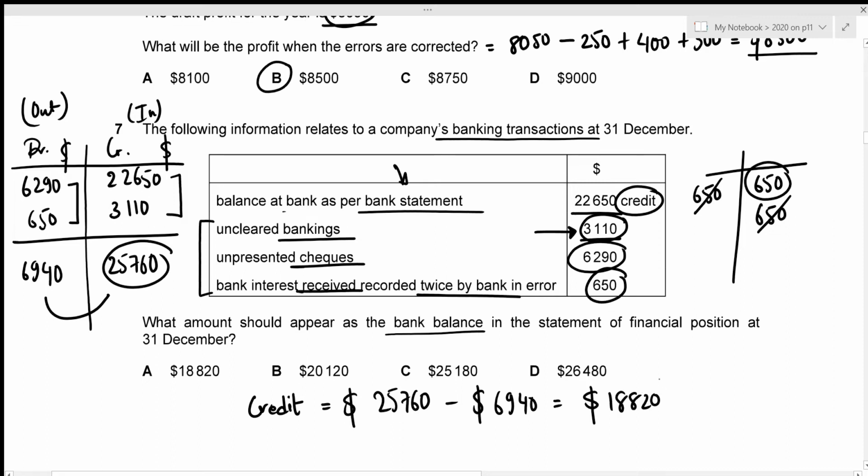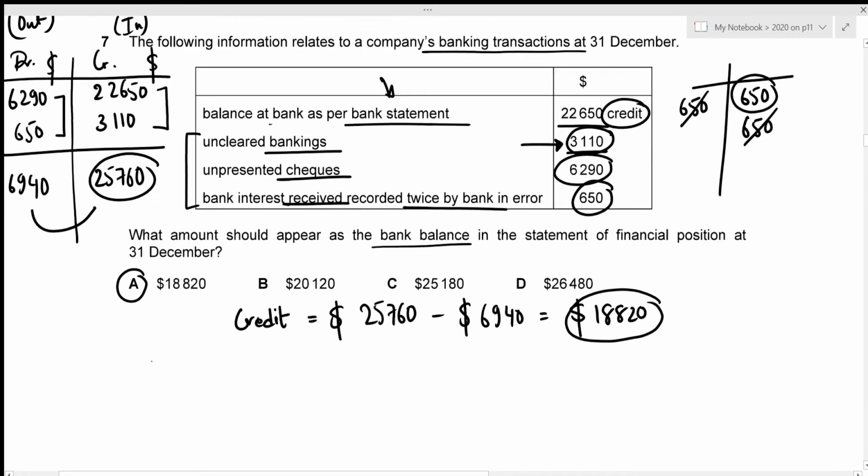So this is the amount of the bank balance that should be recorded in the statement of financial position. And this amount is given in option A. That will be our correct answer. Let's move to question number 8.